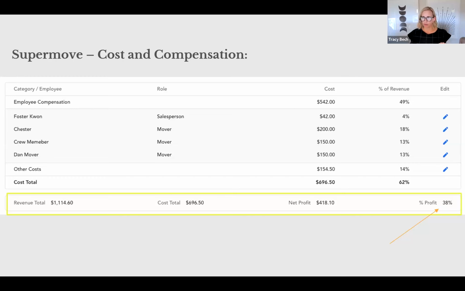Foster or Ryan, did you want to go in a little more detail here? Yeah, definitely. And if it's all right, I can even share my screen and jump in a little bit about what that looks like in practice. There you go. Thank you, Tracy.